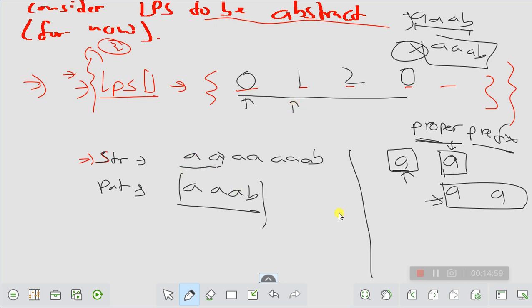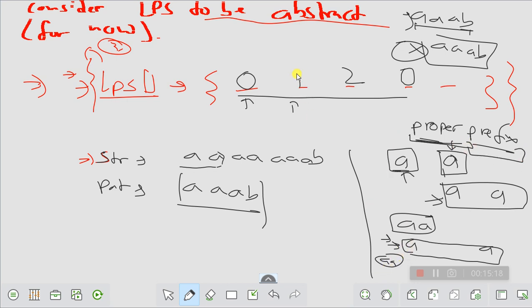For index 1, I have the string AA. If I write the prefix and suffix, I will write A as prefix and A as suffix, and I can see that these are matching. So this is the longest length. No longer length is possible. If I write AA, then again it is a proper prefix case, so I'm not going to consider that, so I will write 1 here.